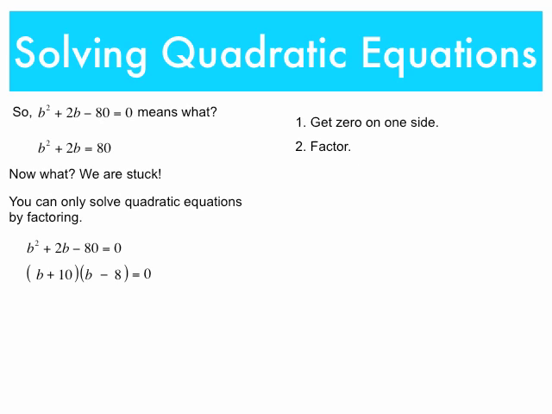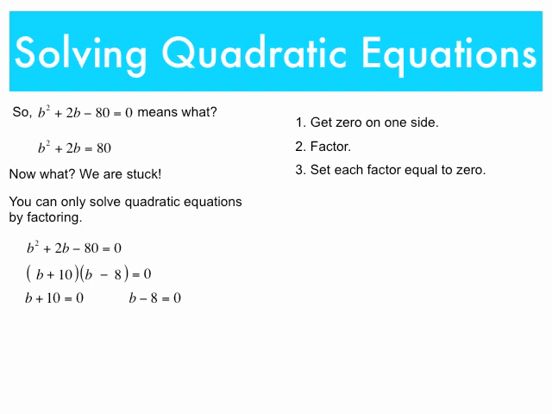If I tried 8 and 10, that works because plus 10b minus 8b does give me the 2b in the middle. After I have it factored, notice I have b plus 10 times b minus 8, and it's equal to 0. I have two things multiplied together and equal to 0. Thing 1 is b plus 10. Thing 2 is b minus 8. So that means that one of those has to be 0. Either b plus 10 equals 0 or b minus 8 equals 0.